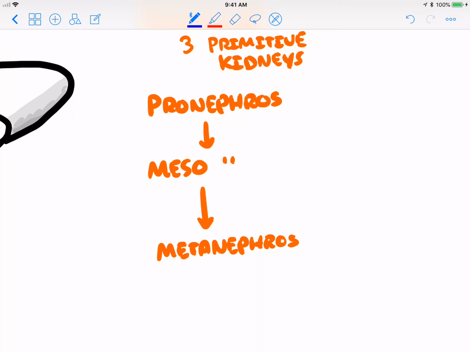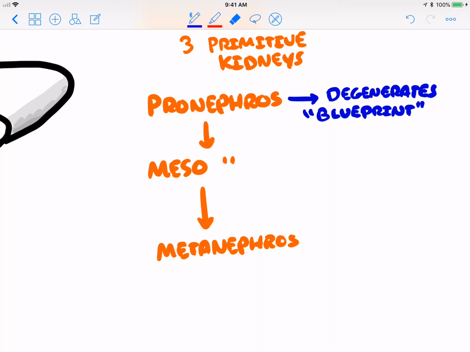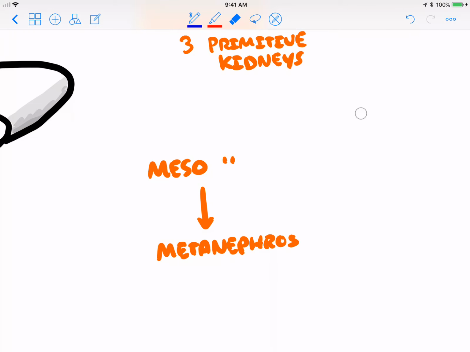Basically, quick way to think about it is that the pronephros degenerates. What's its function? It doesn't function. It has no function. It's temporary. But what it does do is it sets up a blueprint, and it allows for the rest of the kidney to develop. So we will kind of get rid of this here to remember that the pronephros degenerates.